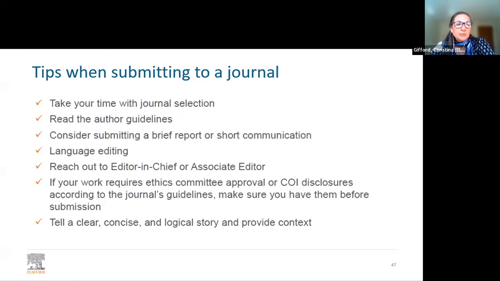So, tips when submitting to a journal: take your time with your journal selection. Really read through those author guidelines to have a very good feel for where you should be submitting.